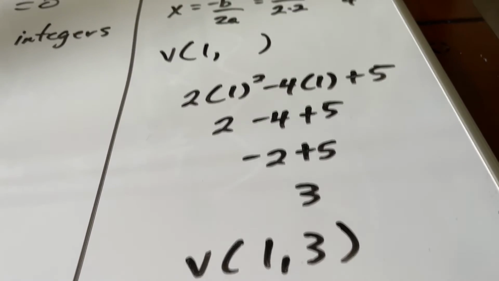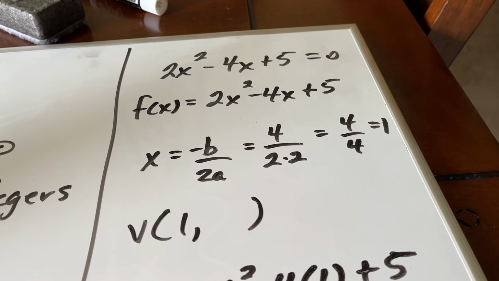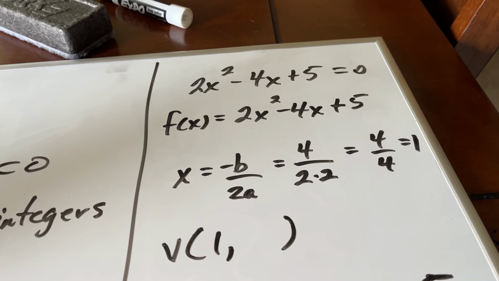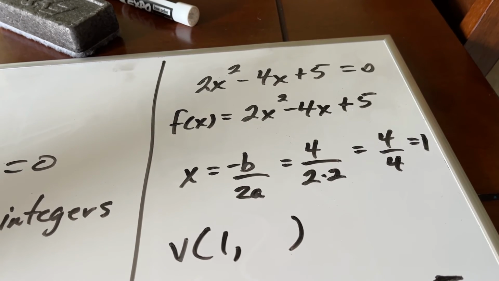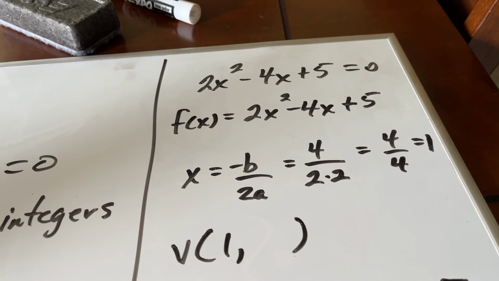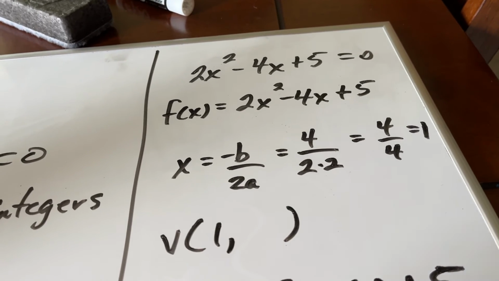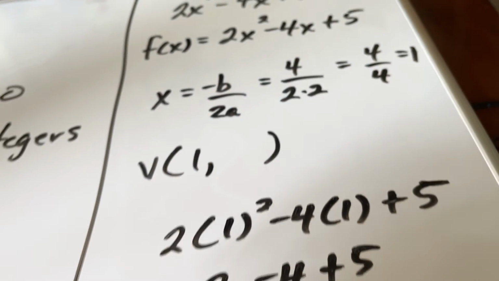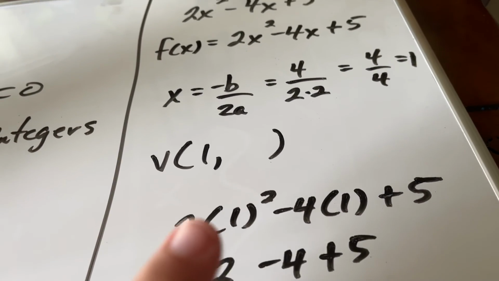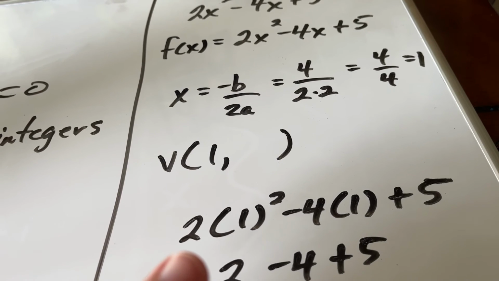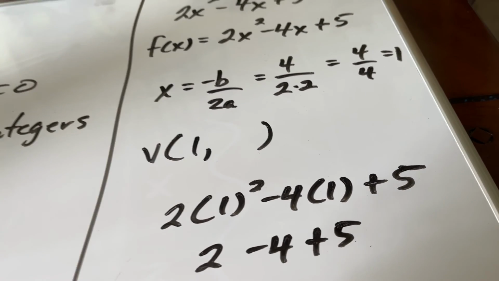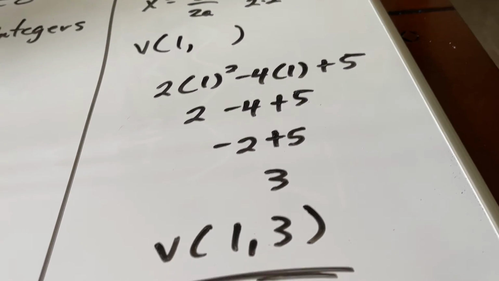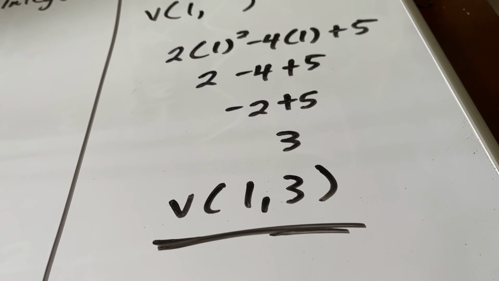So this is how you can find the vertex when a quadratic is in standard form. You're going to find the x value by doing the opposite of b over 2 times a, and that'll give you the x value of the vertex. Then you're going to substitute it in for x. You do exponents first, then multiplication, then 2 minus 4, which is negative 2, and negative 2 plus 5, which is 3. So the vertex is (1, 3).